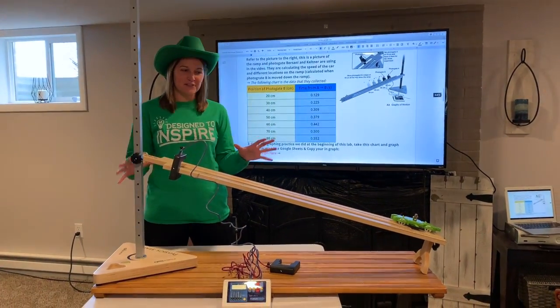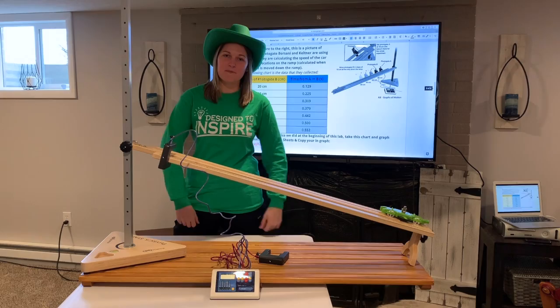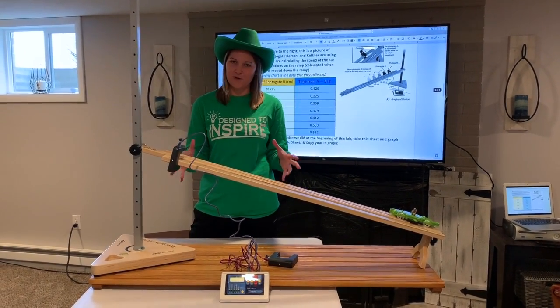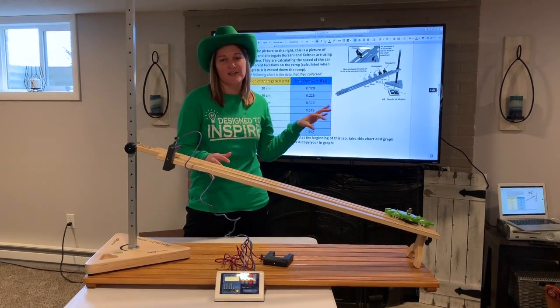Alright guys, so we are officially going to start our cars and ramps. We're super bummed that we're not in the classroom with you so you could do this with us, but we thought it'd be best to just show you, give you an idea of what we would do in the classroom, and then go through the doc with you.